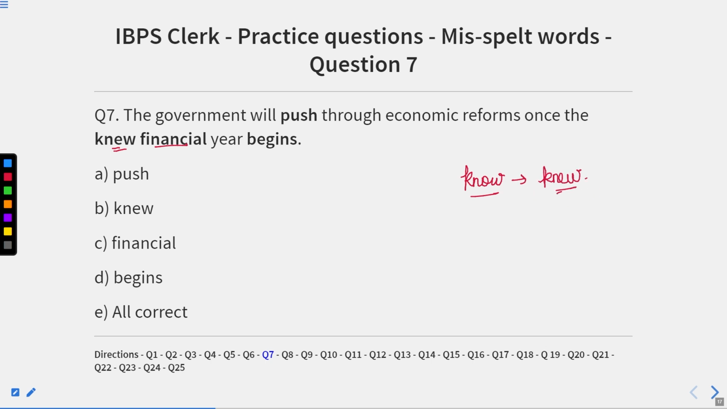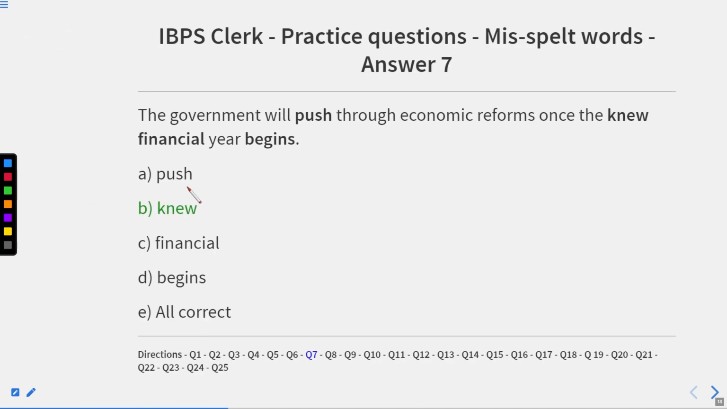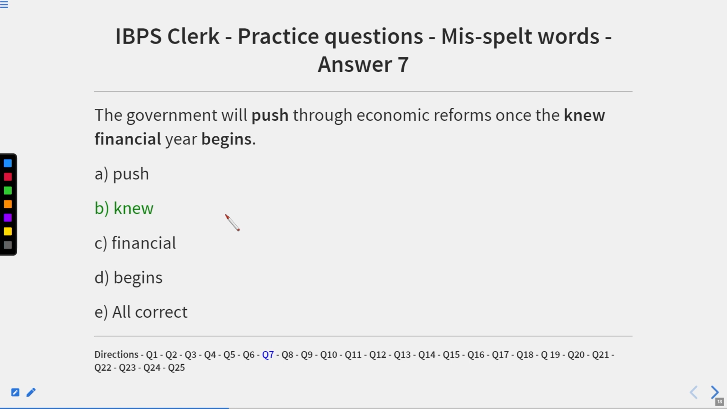But here there is no work of knew. In fact, we are talking about the latest or the fresh financial year, that means N-E-W, new financial year. So we are talking about the new financial year, not knew, K-N-E-W. According to the context of the sentence, this word is incorrect. So our answer is P, and the correct word to be used over here is new in place of knew.